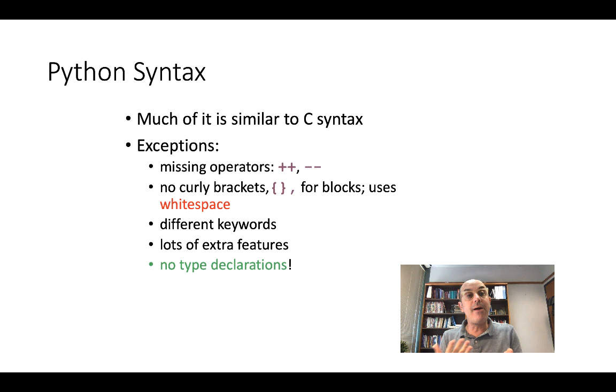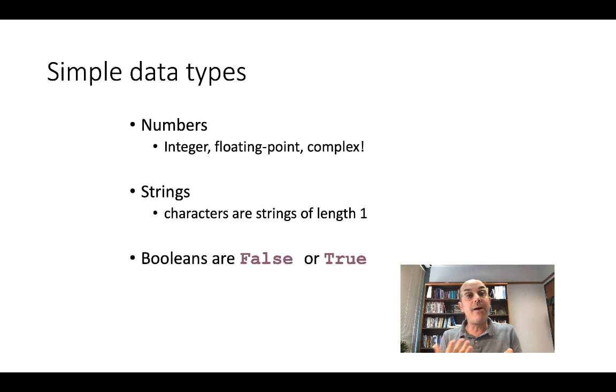So let's start with the syntax. If you are familiar with C, it's much similar to the C syntax. Operators are plus or minus. We do not usually use brackets, but I will show you an example of it. There are different keywords and a lot of extra features. There's no type declaration as we are accustomed to seeing.